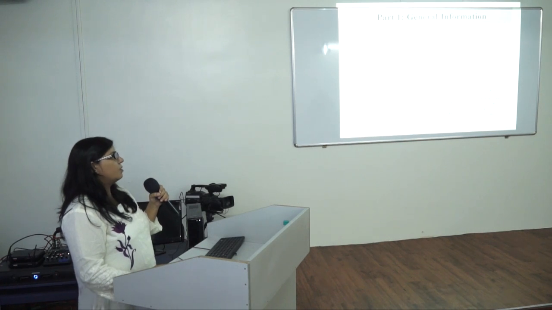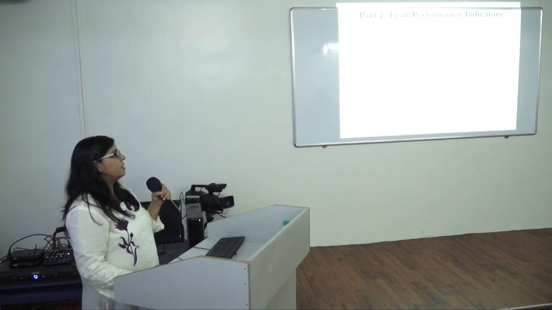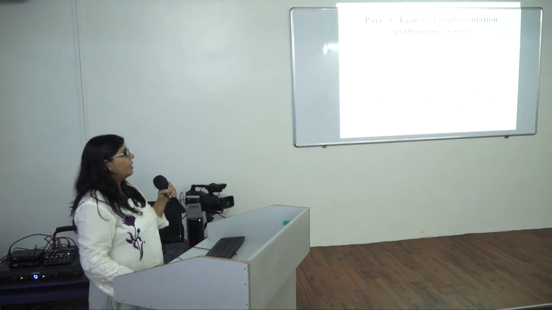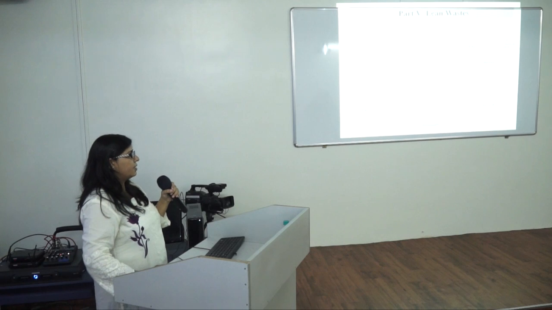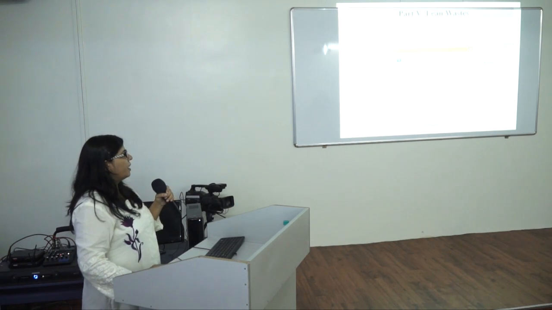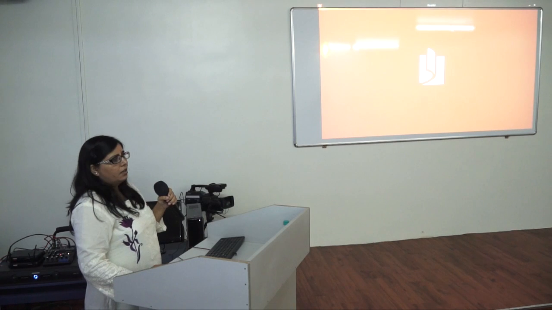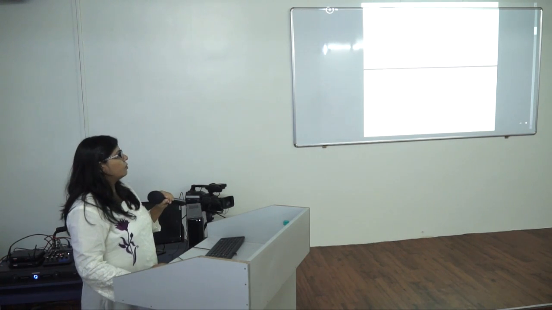Now, my questionnaire has 5 parts. The first part is the general information. The second part is the lean performance indicators. The third part is the lean implementation performance factors, the fourth part is the lean activities, and the fifth part is the lean wastes. And this is my questionnaire. Firstly I give the introduction, then the introduction of tools, because I found there is no awareness about lean manufacturing in testing laboratories. That's why in my questionnaire I define some tools and the importance of the testing laboratory.